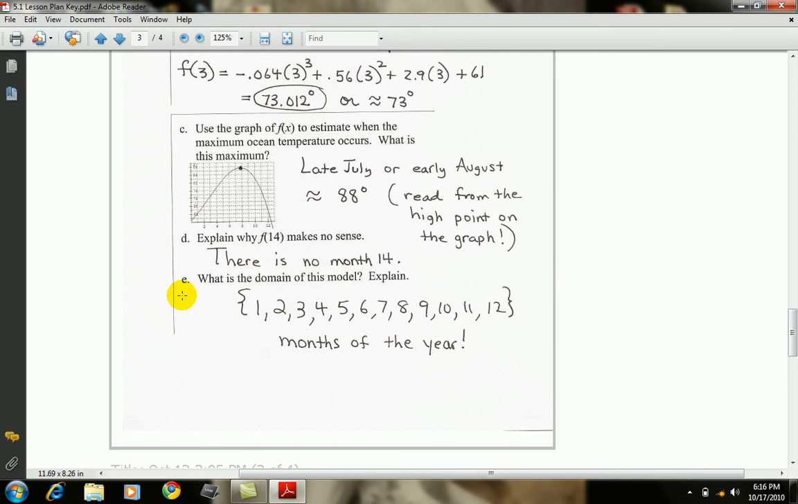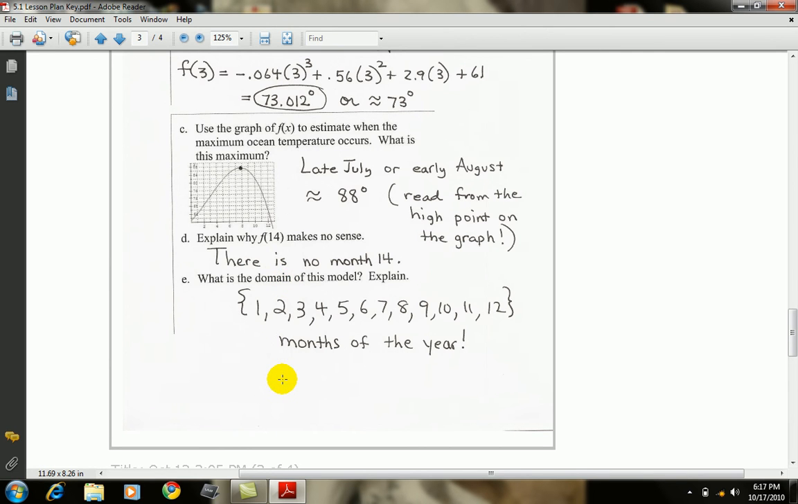And the final part, what is the domain of this model? Okay, let's talk about what domain means. If I just said to you, give me a definition of domain, you're talking about what goes into a function. And if you ever forget that, by the way, here's a little mnemonic device to remember that: look at the word domain, D-O-M-A-I-N. The very last 2 letters of that word are I-N, in. Domain is what goes in. So when I say f of 1, 1 is part of the domain. When I say f of 2, 2 is part of the domain.